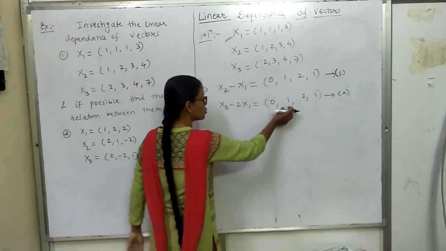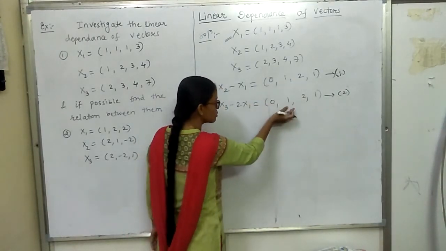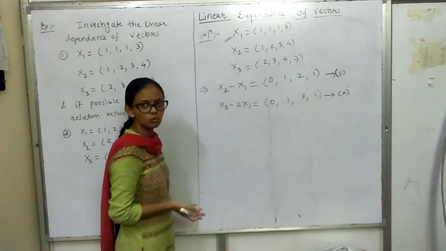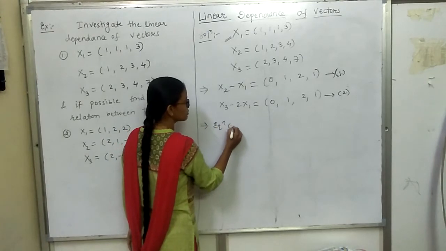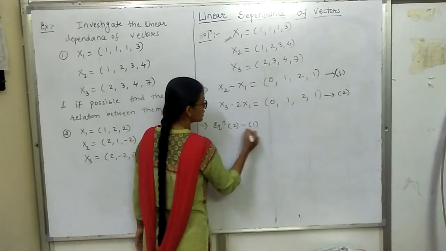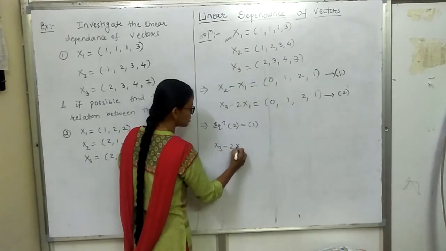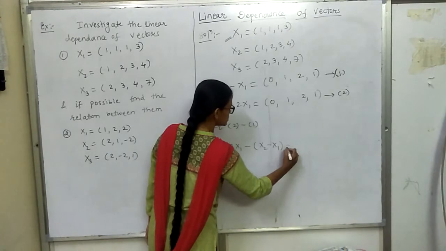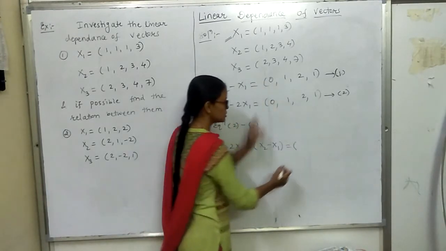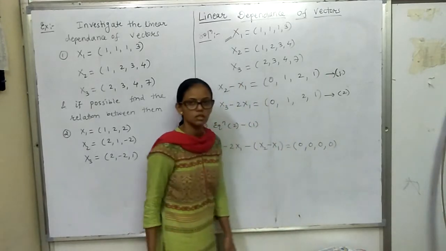To make the second component 0, again we have to use one of the vectors. Here both are 1, so we can subtract 2 from 1 or 1 from 2. I am taking equation 2 minus equation 1. So equation 2 minus equation 1 will be x3 minus 2x1 minus x2 minus x1 is equal to 0 minus 0, 1 minus 1, 2 minus 2, 1 minus 1, which is 0.